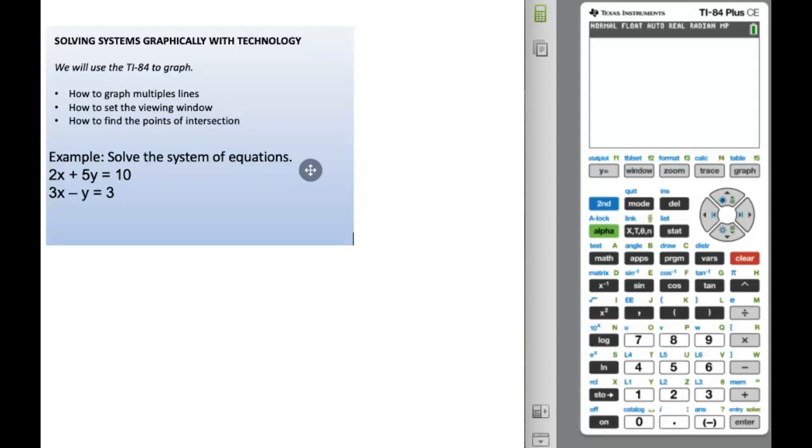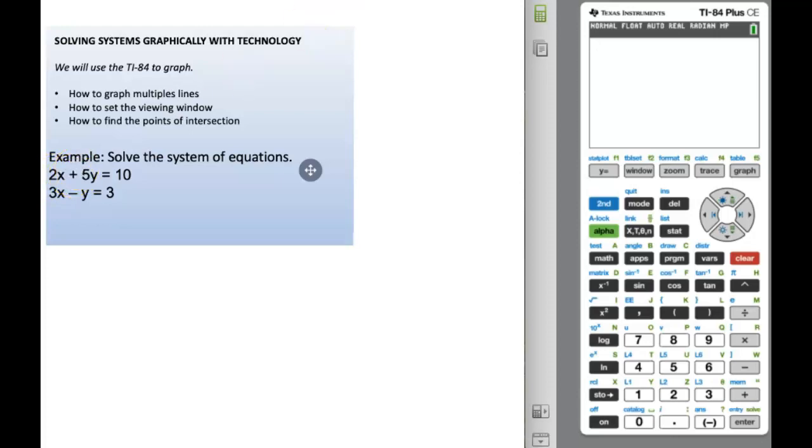Okay, so we're going to try to finish up that lesson 5.2 where we solve this system using our TI-84 calculator. Now, the example that's given here with the system, these two equations are not written in y equals form or y equals mx plus b, slope-intercept form. So the first thing we've got to do is take care of that.